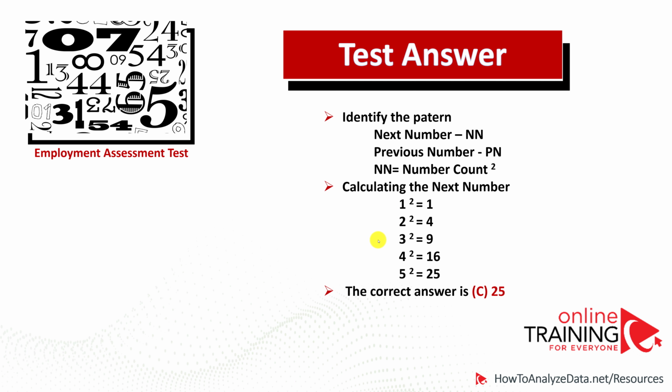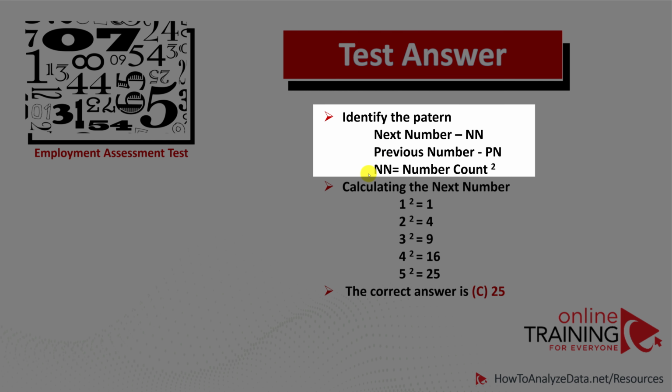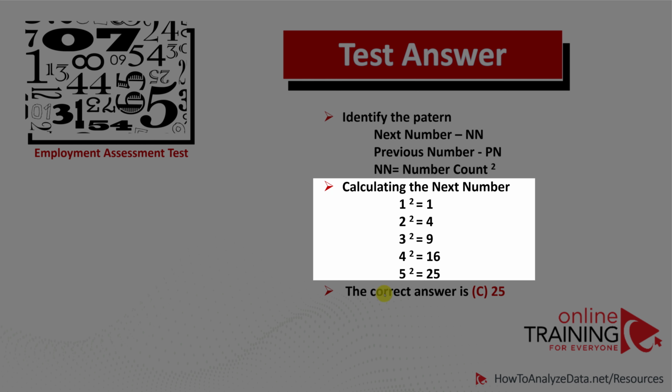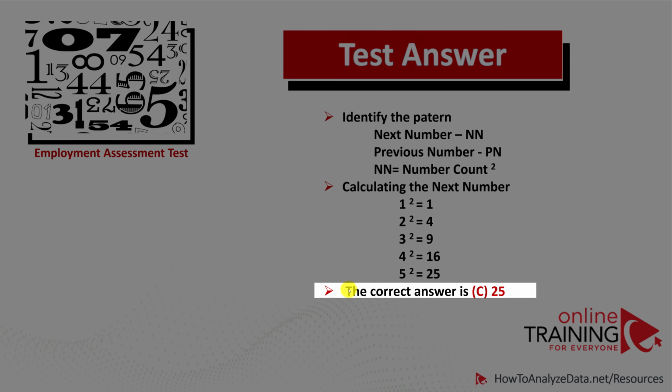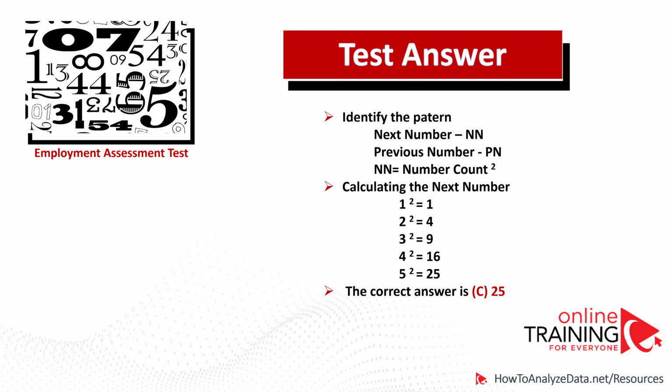Let's recap. The best way to answer pattern questions is to identify the pattern first, and in our case, the pattern could be represented by the formula that the number is the number count squared. So calculating the next number is represented right here. 1 squared is 1, 2 squared is 4, 3 squared is 9, 4 squared is 16, and 5 squared is 25. So the correct answer is choice C, 25. Hopefully you've nailed this question.